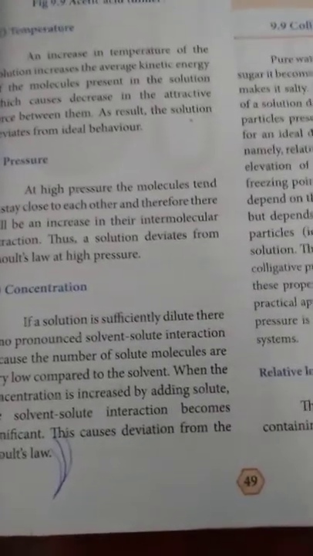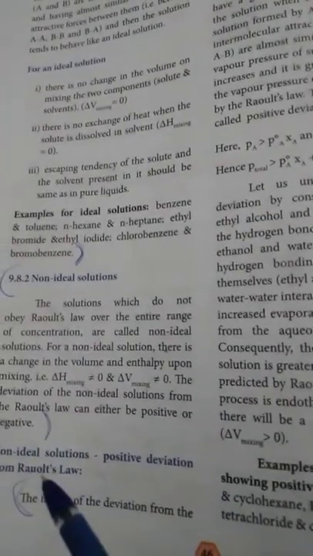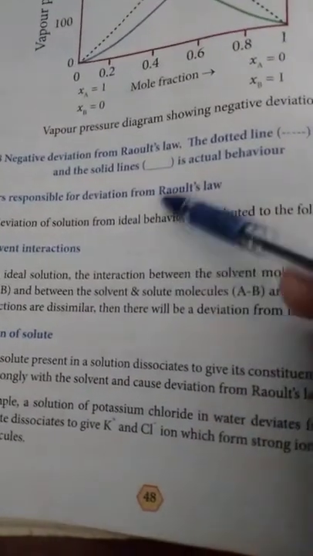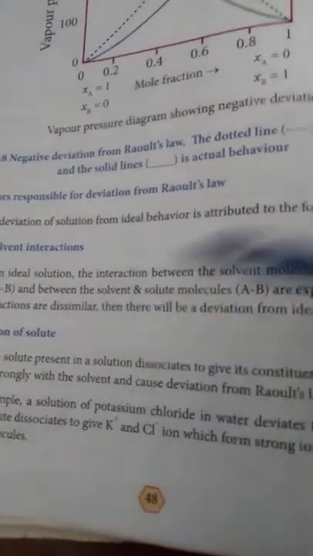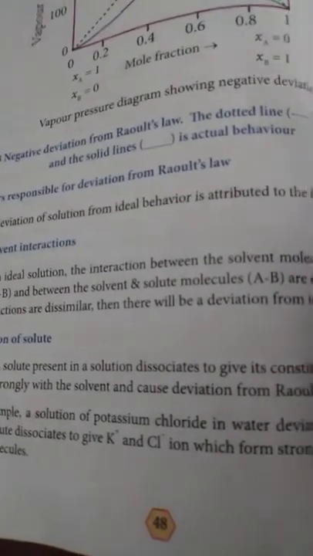Understand this? Okay, now note the next day's homework portion. Homework portion: today's topic fully. Positive deviation, page number 46. Page number 47, negative deviation. Then page number 48, factors responsible for deviation. Learn these three questions thoroughly. These three topics are almost certainly important 5 mark questions. Learn these topics thoroughly. Understand? Okay, thank you.